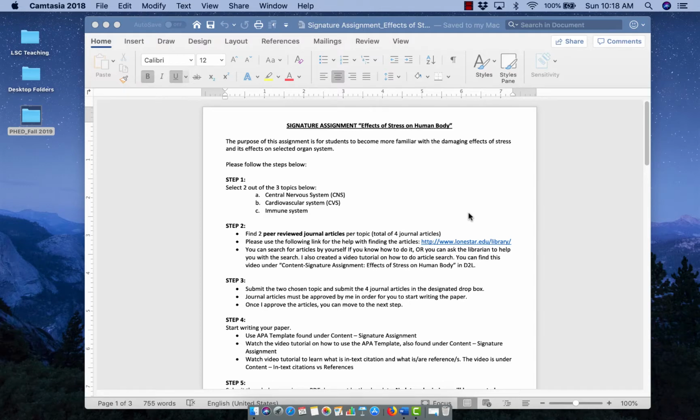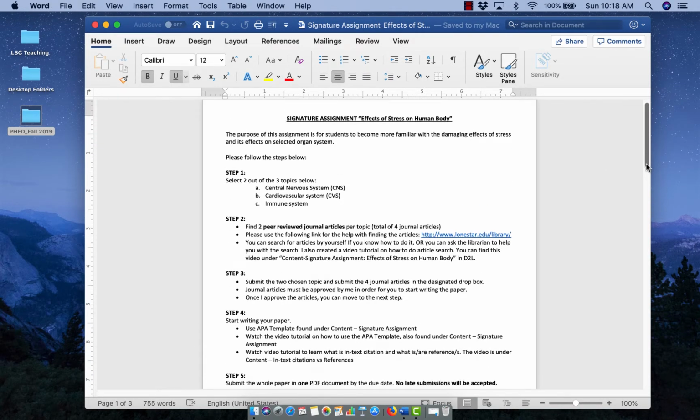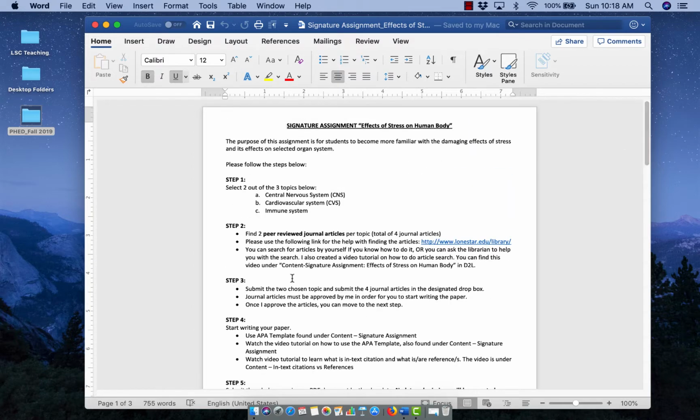Hey guys, these are the instructions for the signature assignment, effects of stress on the human body. I'm just going to go over these. I don't have a whole lot on top of what's already written, but just a little clarification as we go along. So this paper is going to be the biggest project of the class. There are several steps you need to follow.